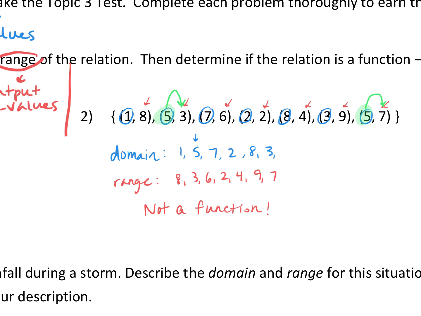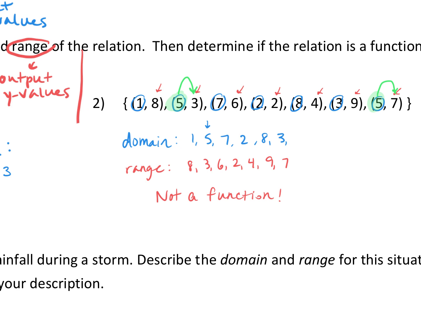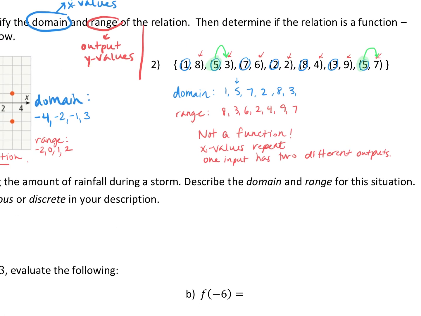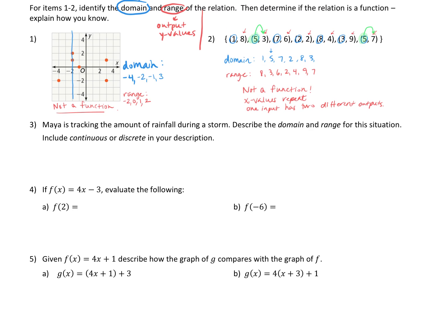And then to explain how you know, you could say that the x values repeat. You could say one input has two different outputs. That's not a function. All right, so number 3.